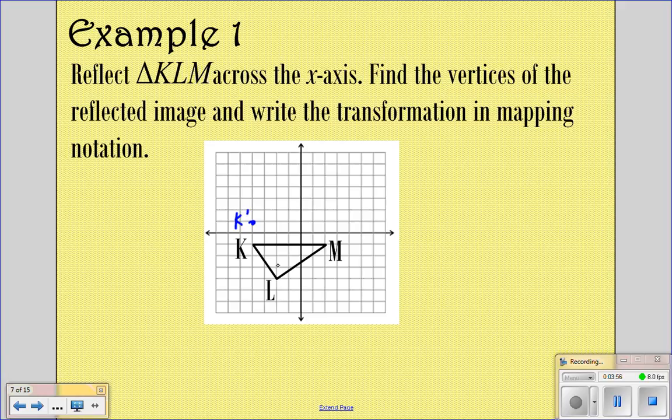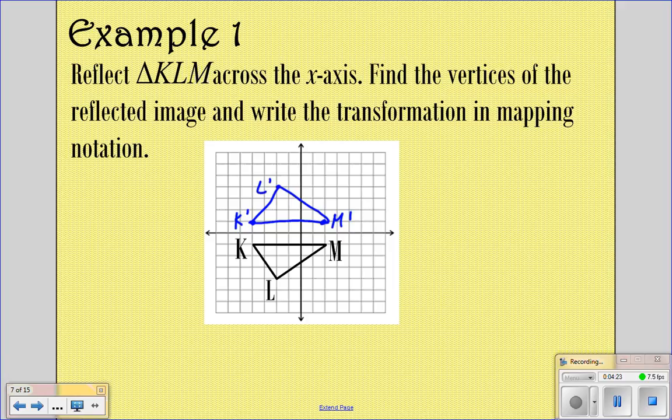For L, we are 1, 2, 3, 4. So 1, 2, 3, 4. That would be L prime. And then for M, you're 1 away. So M prime is going to go right there. So we are going to connect our triangle vertices like that. And so that is the reflected image.